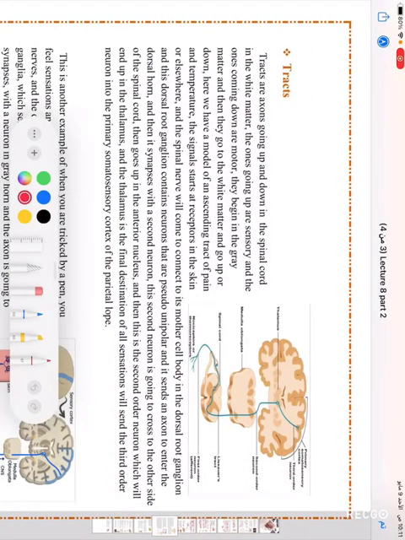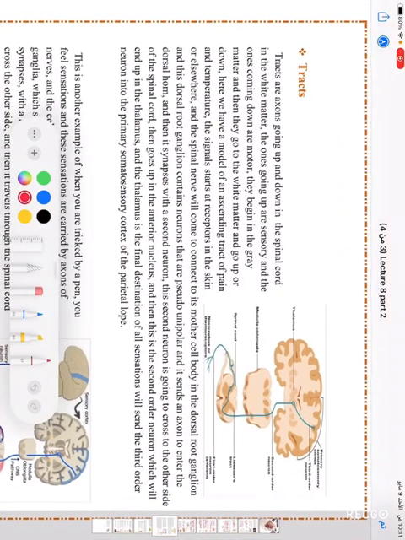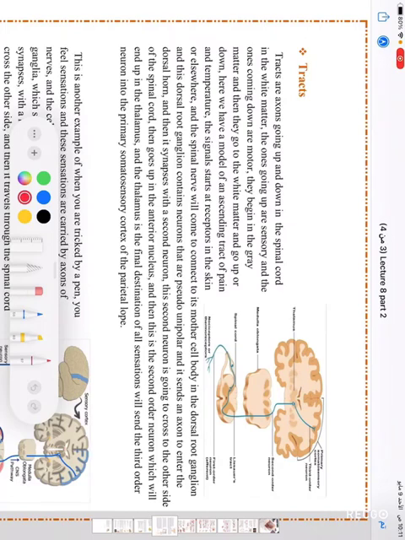Tracts are axons going up. Tracts are axons going up and down in the spinal cord in the white matter. The ones going up we call sensory, and the ones coming down we call motor. They start in the grey matter, and then they go to the white matter and go up or down. Here we will talk about the model of the ascending tract for pain and temperature.